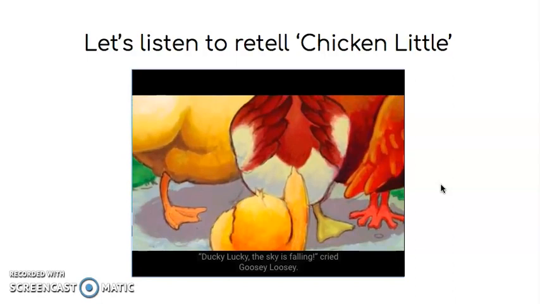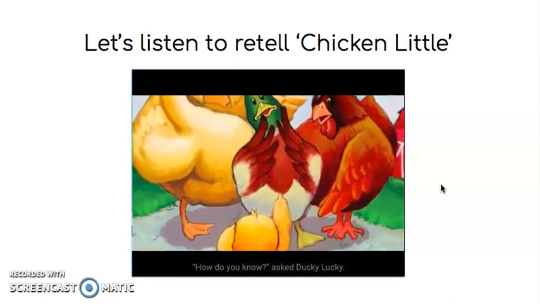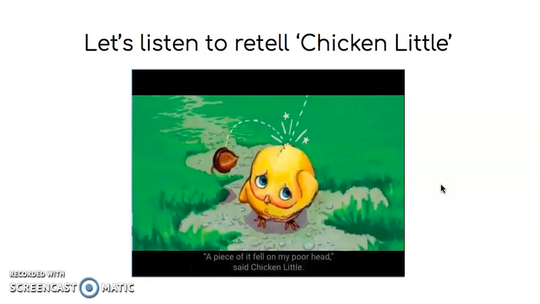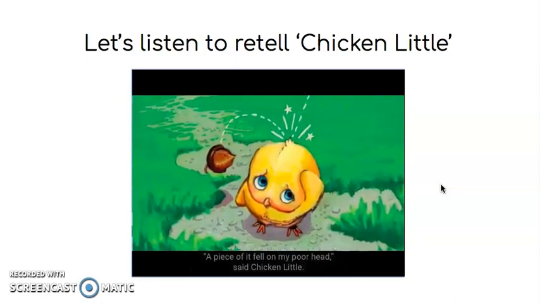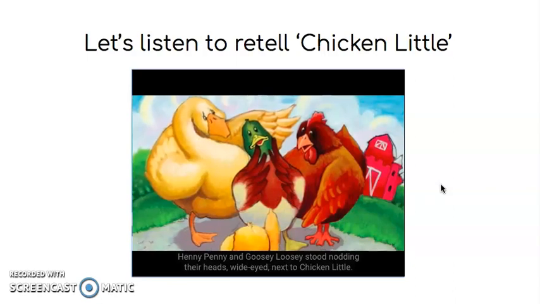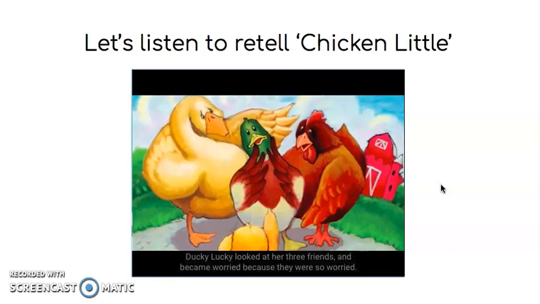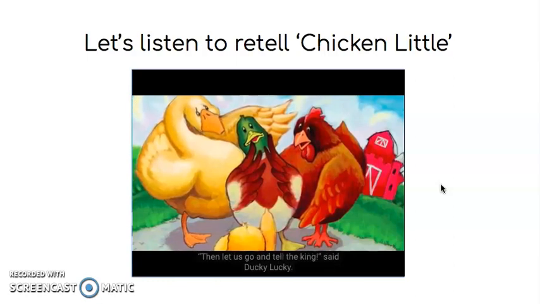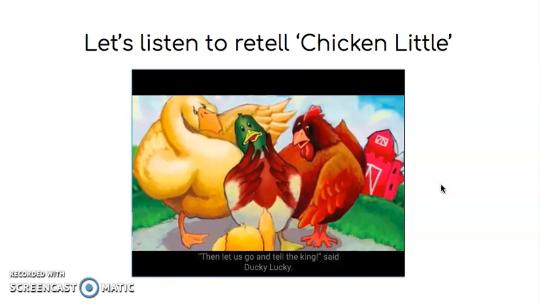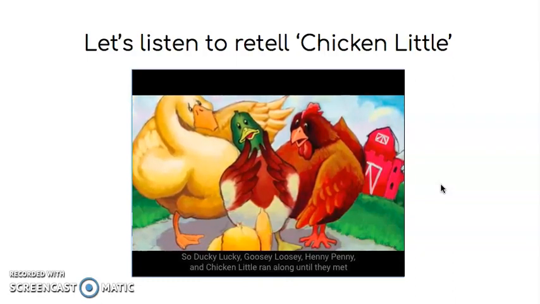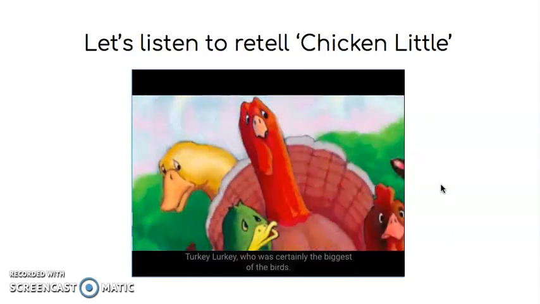"Ducky Lucky, the sky is falling!" cried Goosey Lucy. "How do you know?" asked Ducky Lucky. "A piece of it fell on my poor head," said Chicken Little. Henny Penny and Goosey Lucy stood nodding their heads wide-eyed next to Chicken Little. Ducky Lucky looked at her three friends and became worried because they were so worried. "Then let us go and tell the king," said Ducky Lucky.